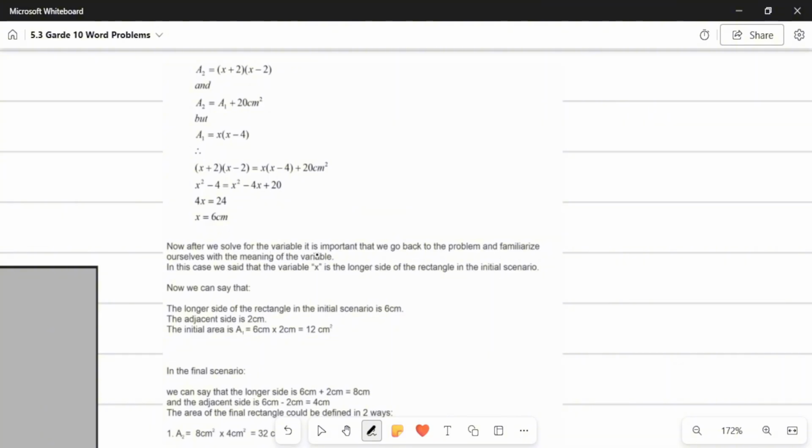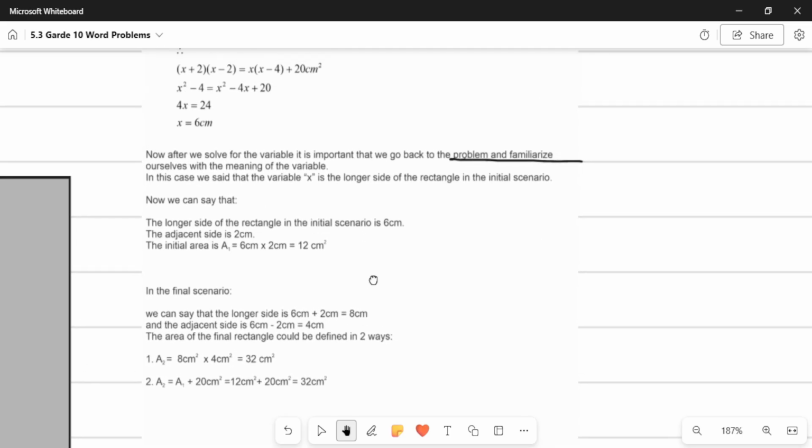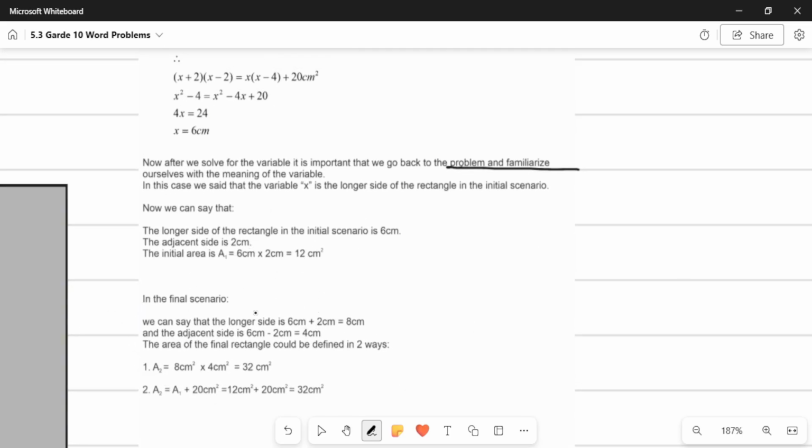Now, after we solve for the variable, it's important that we go back to the problem and familiarize ourselves with the meaning of the variable. In this case, we said that the variable x is the longer side of the rectangle in the initial scenario. Right, so that's very important. Here, you're using all algebraic techniques to solve. But when you come to this point here, you come back into the practical world, where you have to realize what did we call x. Right, so that's how logic works. And then at the end here, you can literally just solve all of these variables. You can see what I did here, and you can get your answers. So that's about it for word problems.